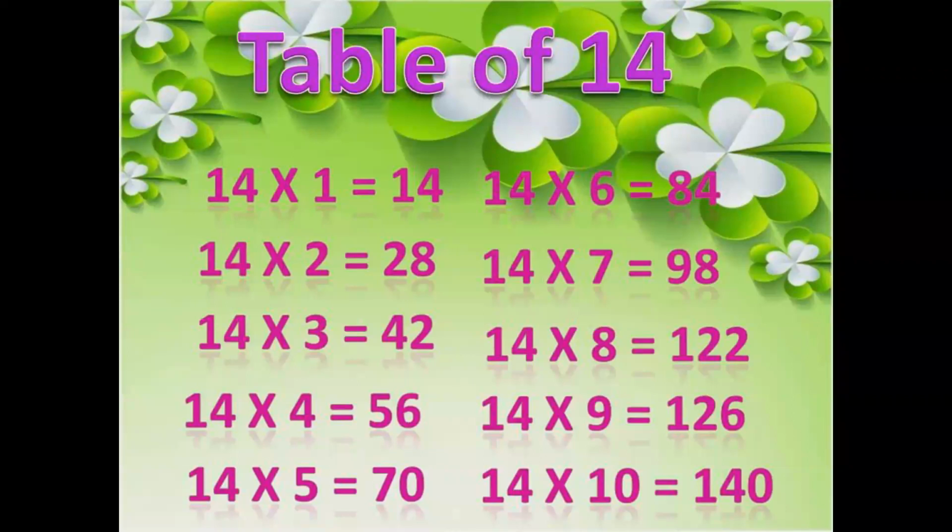Grishma, unmute yourself. 14 ones are 14, 14 twos are 28, 14 threes are 42, 14 fours are 56, 14 fives are 70, 14 sixes are 84, 14 sevens are 98, 14 eights are 122, 14 nines are 126, 14 tens are 140. Thank you. Welcome.